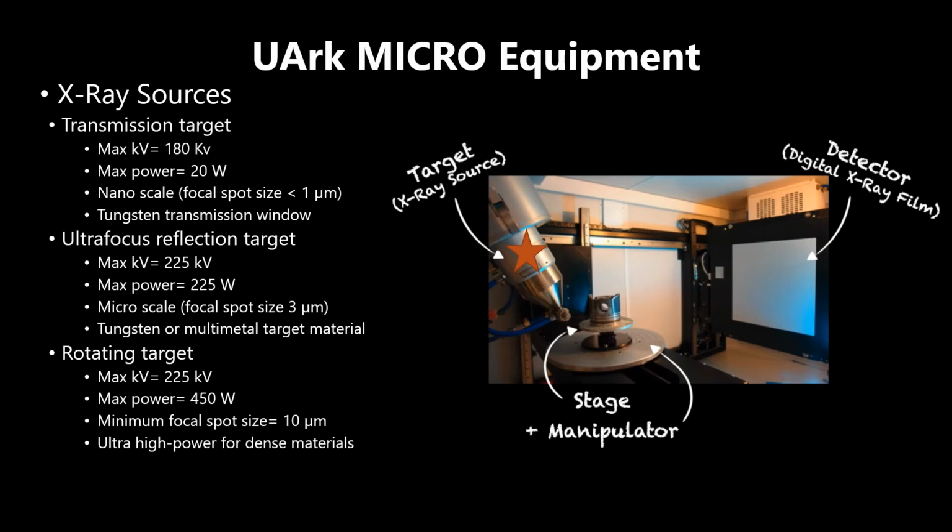Our system has 3 interchangeable X-ray sources, or targets. A nanoscale transmission target that is particularly suitable for small and less dense objects, an ultra-focused reflection target, which is great for microscale imaging of medium-sized and medium-density objects, and a rotating target that also produces microscale resolution images, but is more suitable for particularly dense materials.